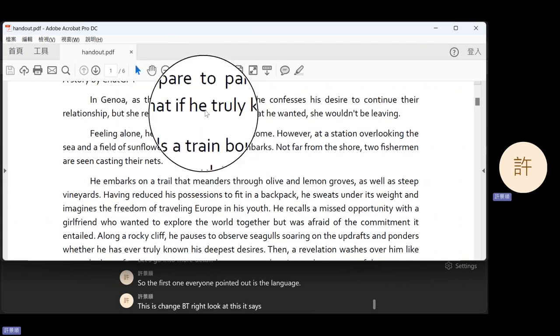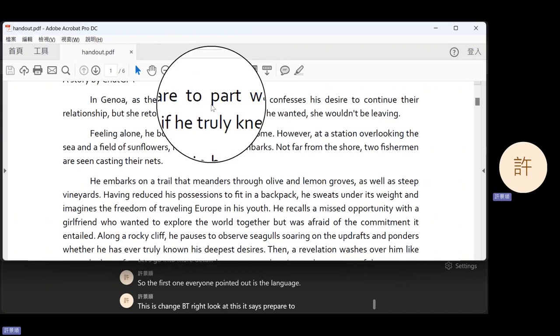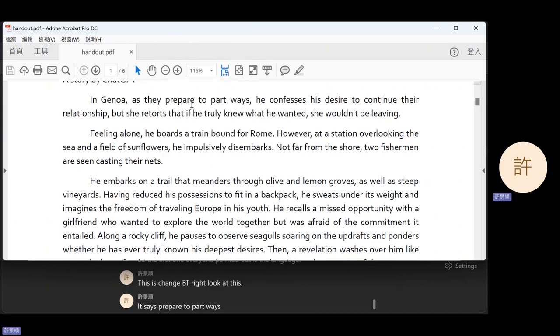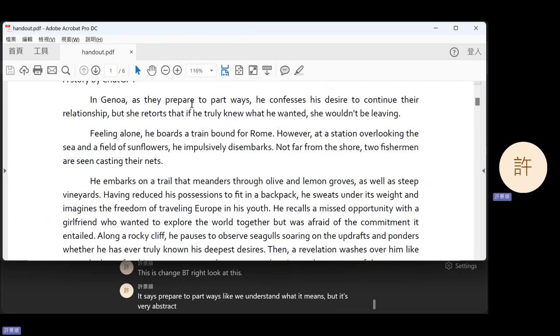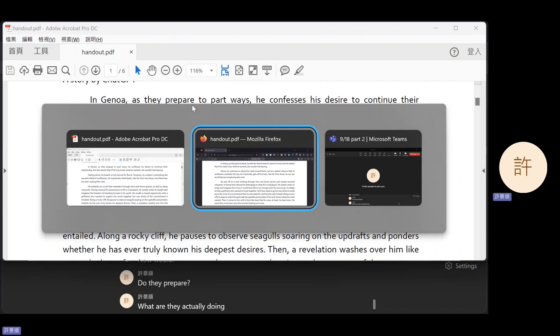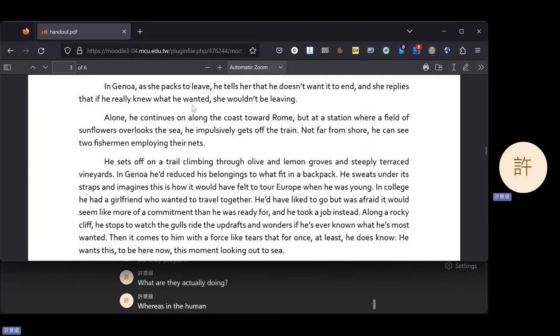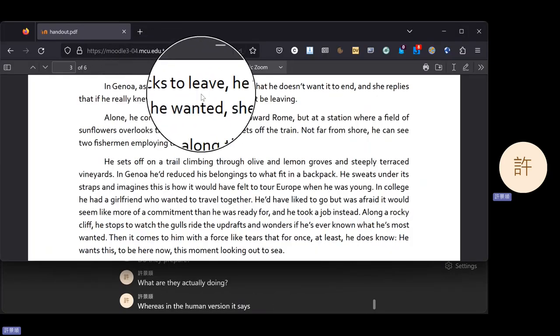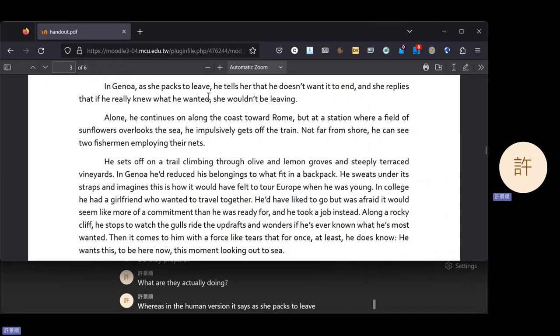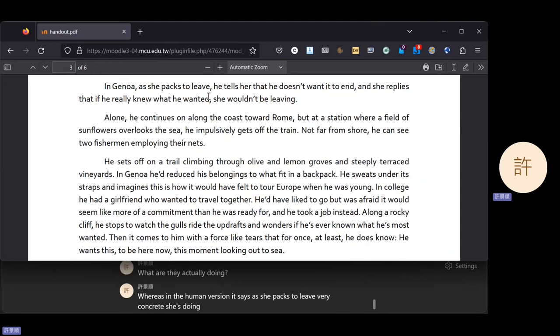It says, prepare to part ways. Like, we understand what it means, but it's very abstract. How do they prepare? What are they actually doing? Whereas in the human version, it says, as she packs to leave. Very concrete. She's doing something.